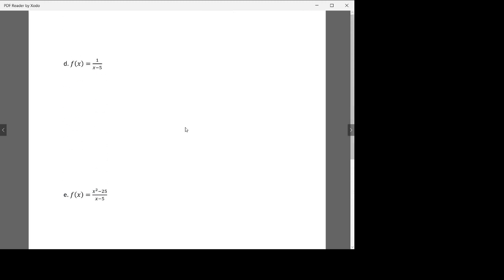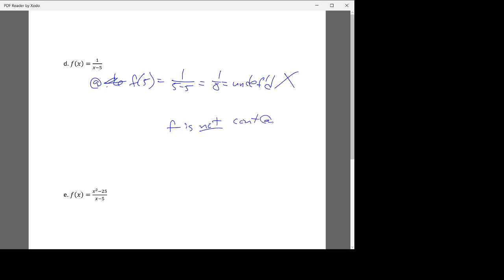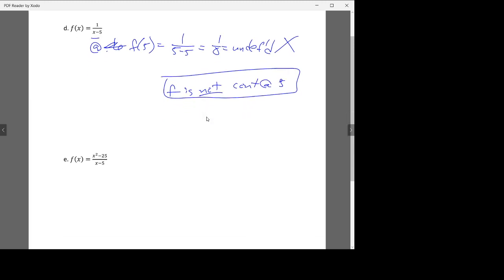And then we have a couple more here. So this one, let's try the first part, plugging it in. f of 5, let's evaluate it. 1 over 5 minus 5. Well, that's 1 over 0, which is undefined. And so that's an X. As soon as you get an X, you say f is not continuous at 5. But you could have looked here and said, well, the domain doesn't include 5, so it can't be continuous there.